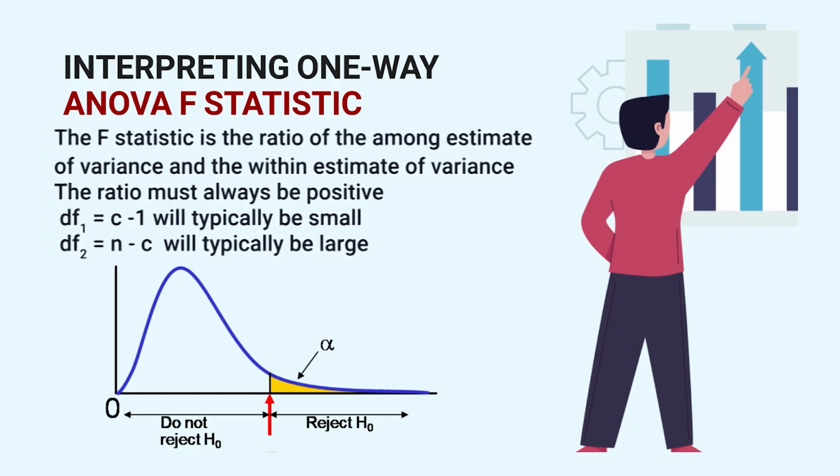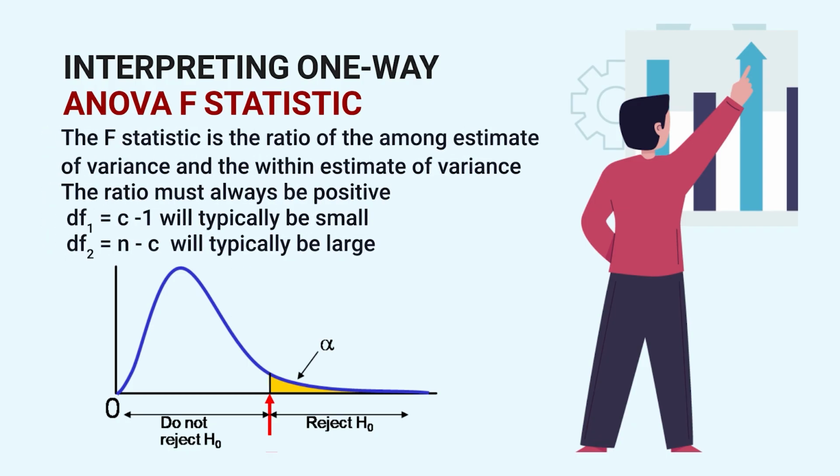F distribution again is positively skewed. It has a longer tail towards the right, and it has two parameters, that is, two sets of degrees of freedom. One is the degrees of freedom associated with the numerator of the ratio and the other is the degrees of freedom associated with the denominator. So degrees of freedom would be C minus 1 and n minus C. And we go to the F distribution and then calculate the cutoff value and then use the standard procedure for deciding whether to accept or reject the null hypothesis.